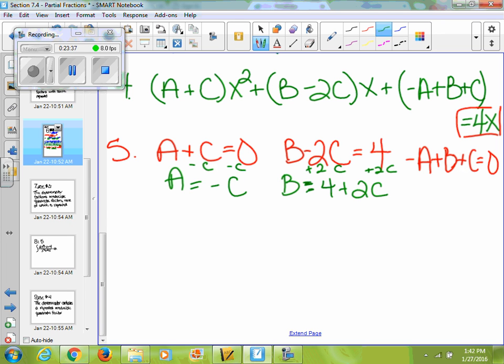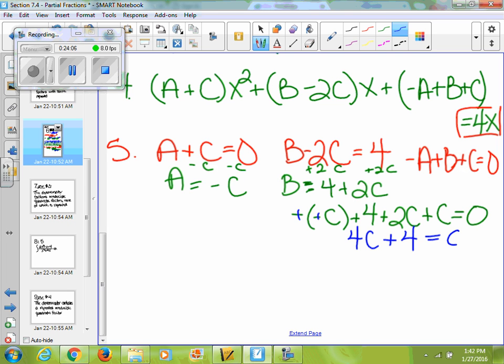And so then taking my last equation, negative a plus b plus c equals 0. If I plug in what a equals, I get negative negative c plus 4 plus 2c plus c equals 0. Well, negative negative becomes a positive. So if I group my like terms, I have 1c plus 2c plus 1c, which is 4c, plus 4 equals 0. So I get c equals negative 1.